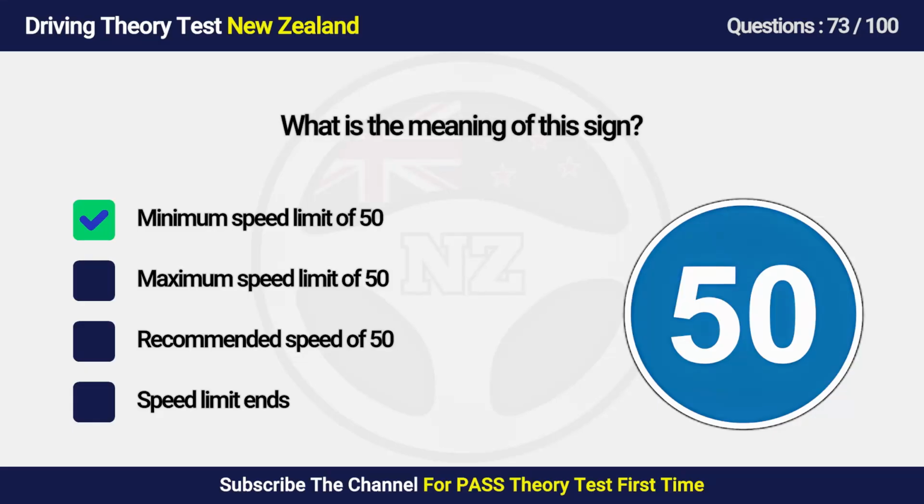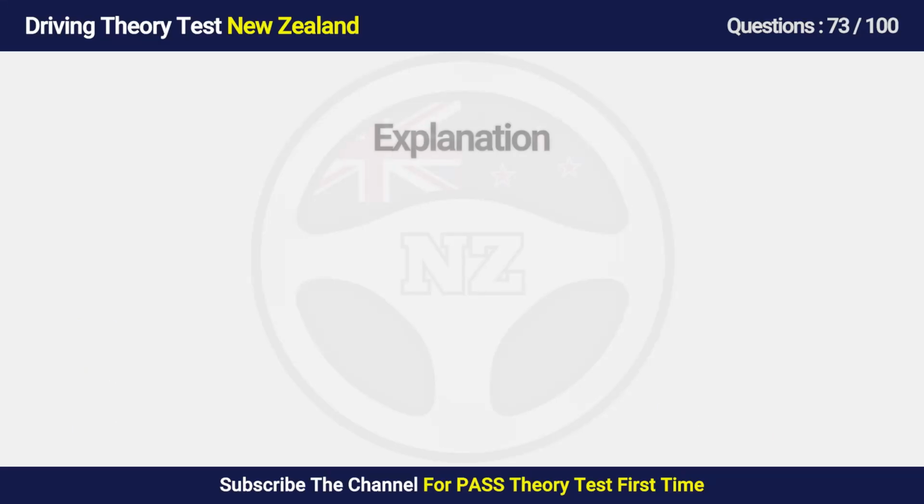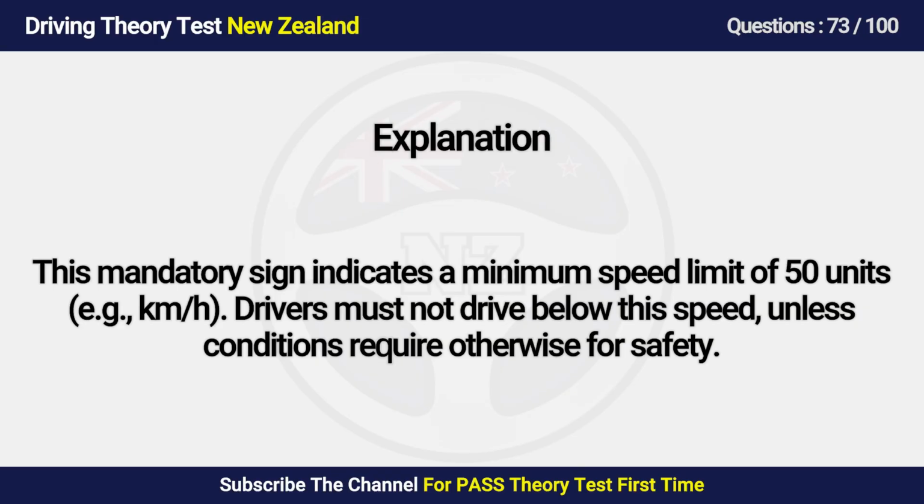Answer is A. Minimum speed limit of 50. This mandatory sign indicates a minimum speed limit of 50 units, e.g. km/h. Drivers must not drive below this speed unless conditions require otherwise for safety.